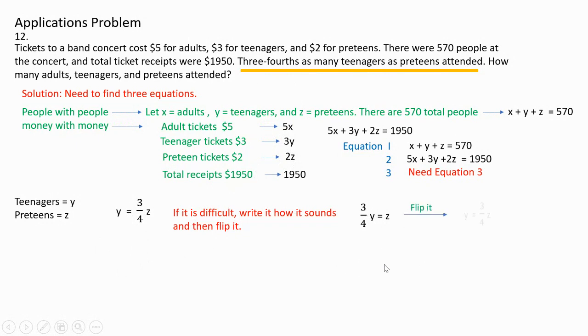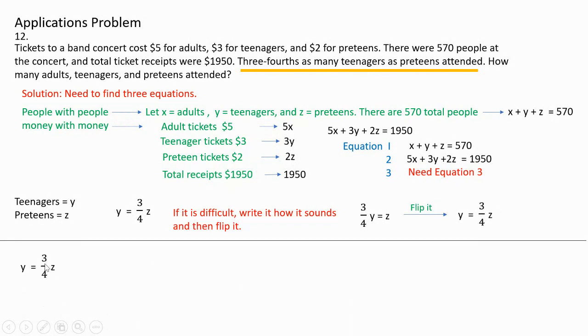You're going to put the 3/4 where the Z is. And it works every time. Because I've tried it before. Write it how it sounds, and then put the 3/4 in front of the other variable. So this is my new equation 3, but they don't want fractions. So we're going to multiply 4 times both sides. So we get 4y equals 3z. Then we subtract 3z from both sides. So it's already set up as equation number 3. So this is equation 3.